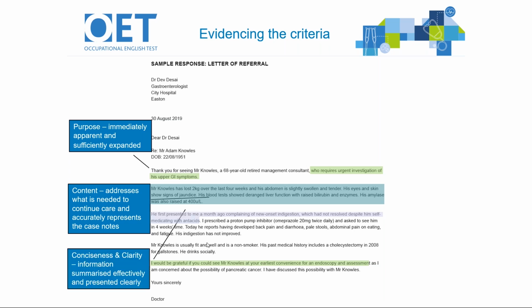The third assessment criteria is conciseness and clarity, and this is judging whether the information has been summarized effectively and presented clearly. And we can see that, as an example, in paragraph 3, the details of the first visit have been summarised clearly into 2 sentences. And as we've already discussed, details about the patient's history of depression, their family medical history, and details from the first visit, which have now been superseded, have been correctly omitted to avoid giving the reader irrelevant detail.